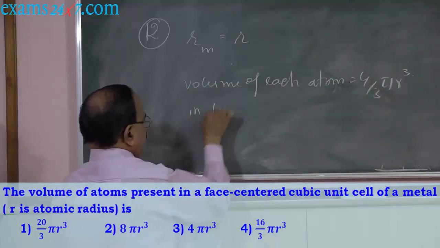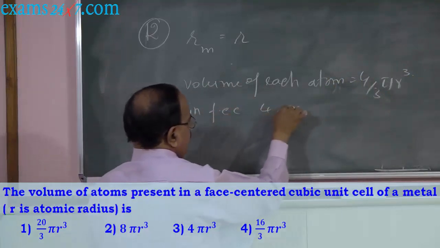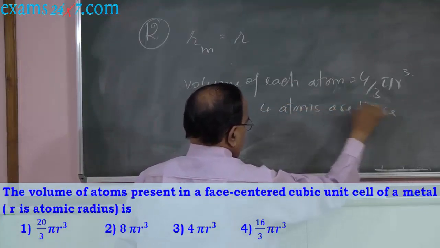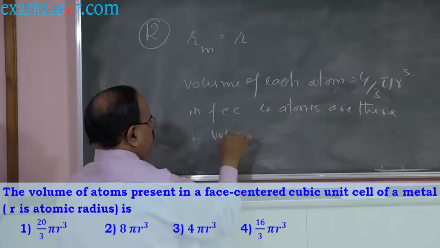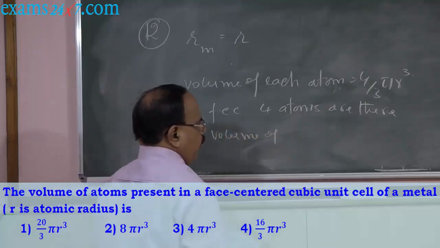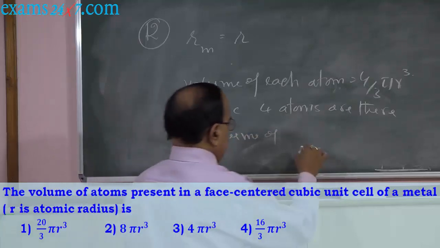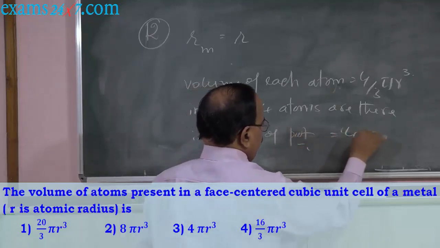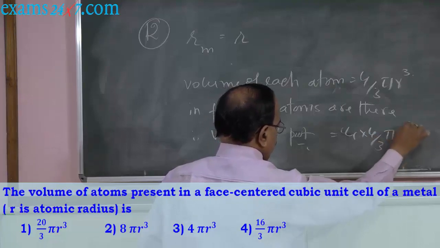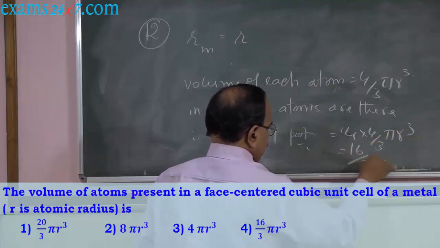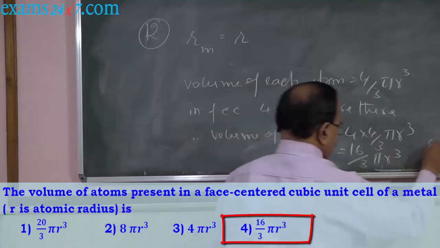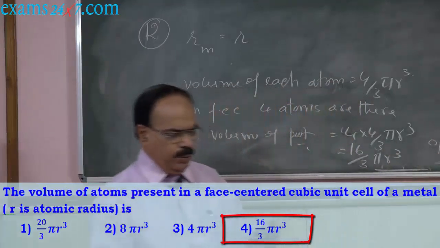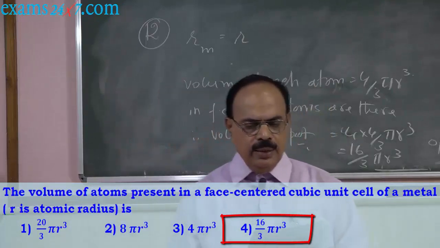In FCC, 4 atoms are there. Therefore, it is simple now. Volume of particles present in FCC is equal to 4 into 4 by 3 pi r cube, or it is equal to 16 by 3 pi r cube, and option 4 is the correct answer. It's a simple problem. Anybody can do this. 16 by 3 pi r cube.